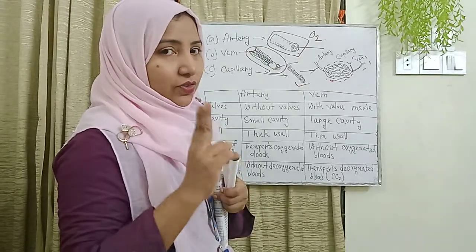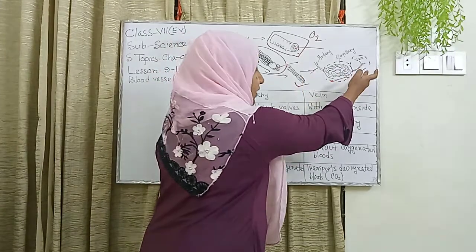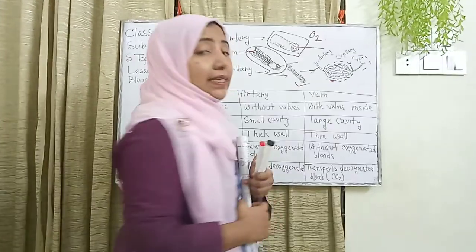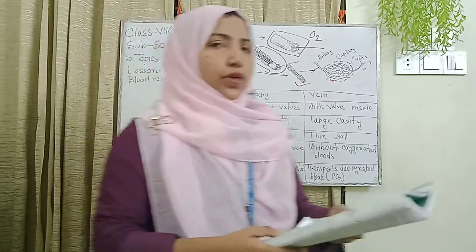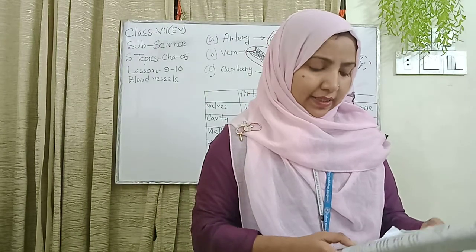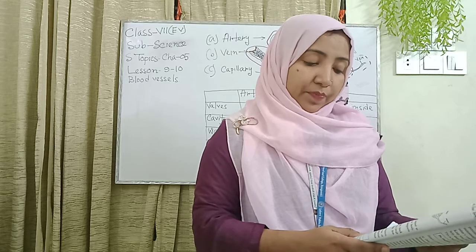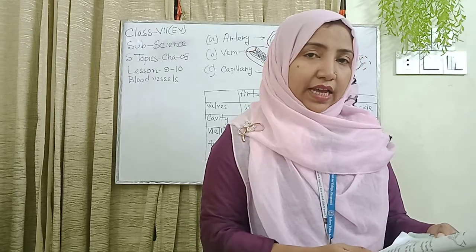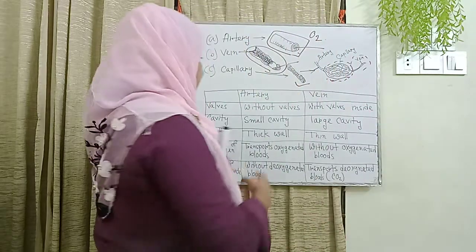They are also the two parts. First part is the artery and another part is the vein, and in the middle is the capillary. Here, students, we have only one chart. Fill up the following table and find out the differences between artery and vein.